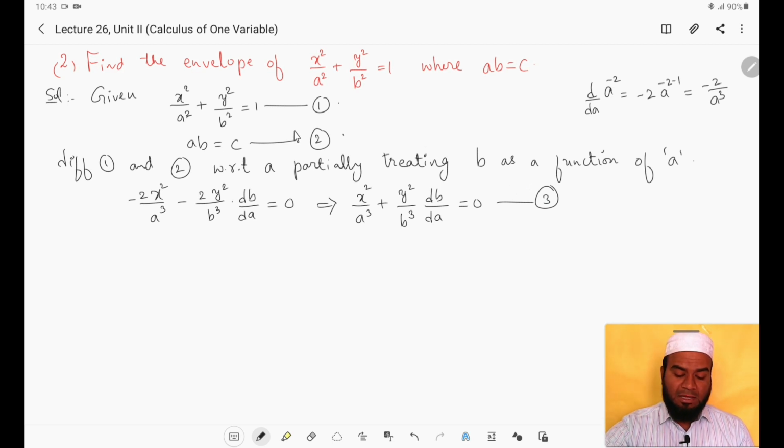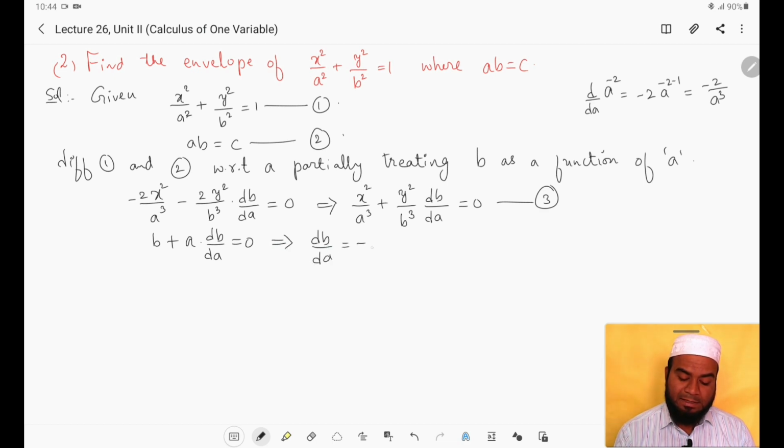Now differentiate equation 2 partially with respect to a. We have ab. a is itself a variable, and b is a function of a, so we have to apply the UV rule. Differentiate a, keeping b as it is: the derivative of a with respect to a is 1, so in the first term we get b, plus keep a as it is, the derivative of b is db by da, and the derivative of c is 0. Then we need db by da from this, and we get db by da equals minus b by a. Consider this as equation 4.